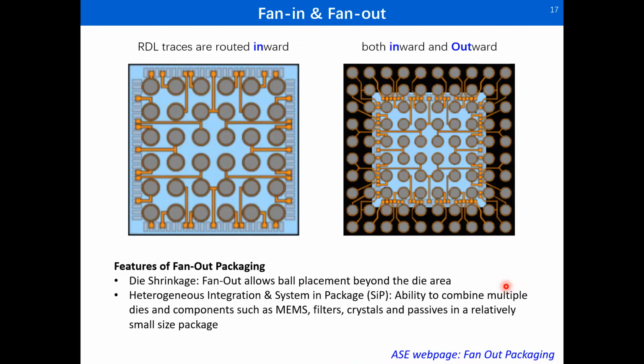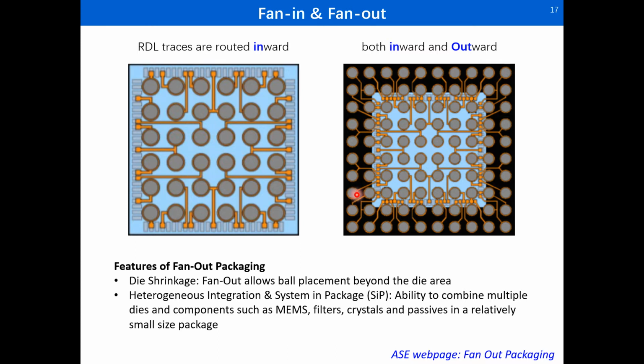We've introduced the process of fan-out. You may be interested in what is fan-in. Both fan-in and fan-out are based on the RDL process, where the difference is in fan-in, the RDL traces and solder balls are routed inward just below the area of the chip. Here the blue region indicates the chip size. In fan-out, the RDL traces and solder balls are routed both inward and outward. The RDL and solder balls can be made on molding compounds.